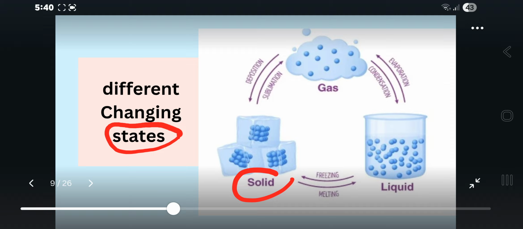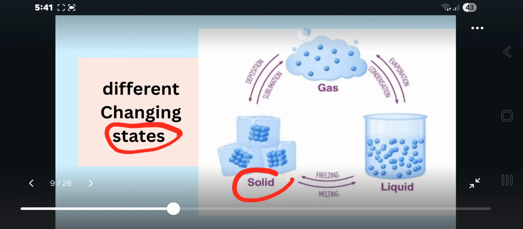Solid, of course. Can you see the particles are arranged in a proper lattice? Whatever the keyword, the basic keyword you can say is arranged tightly packed. So these particles are arranged tightly packed.